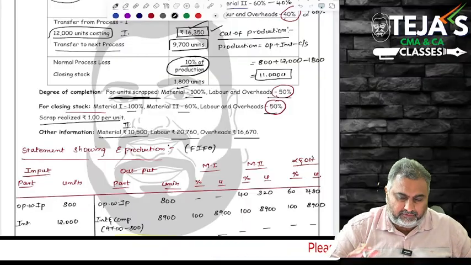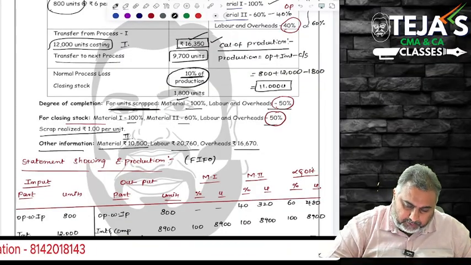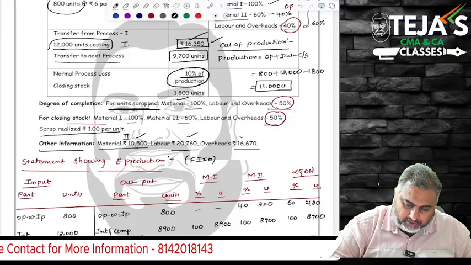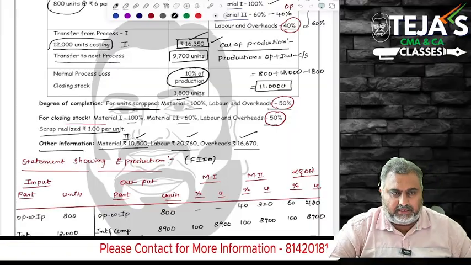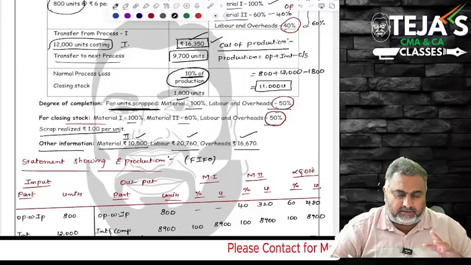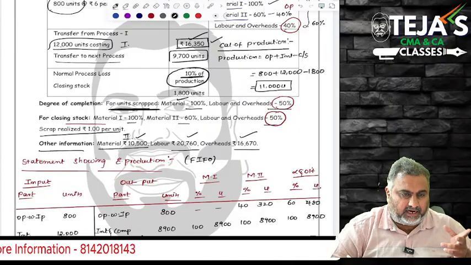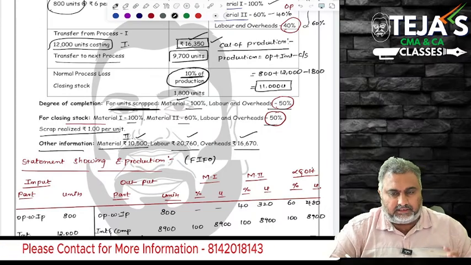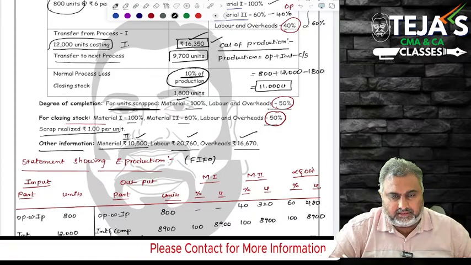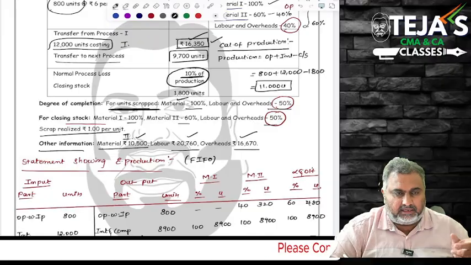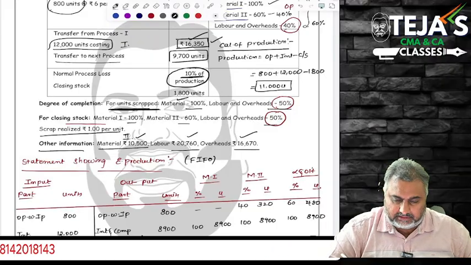Normally if you have only one material, from the cost point of view they will give material, labor, overheads information like this. This is two materials, that's the reason: one material from the previous process and the second one is material added in this process. That's the reason we got two materials. One is from the previous process, another one is added in this process. Okay, sir?